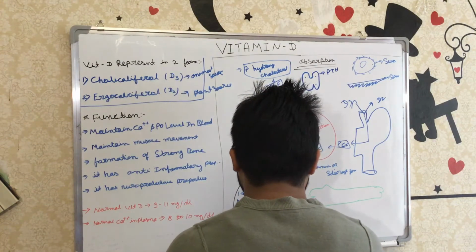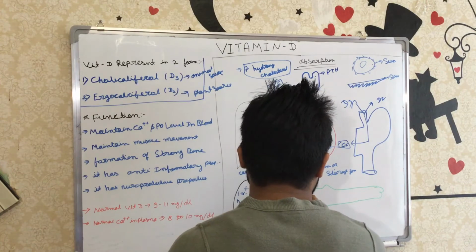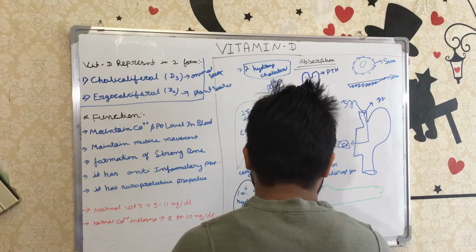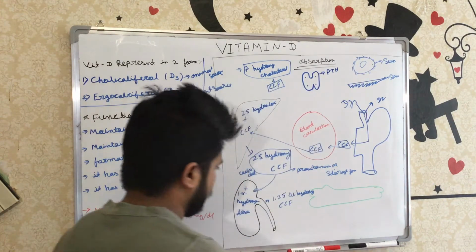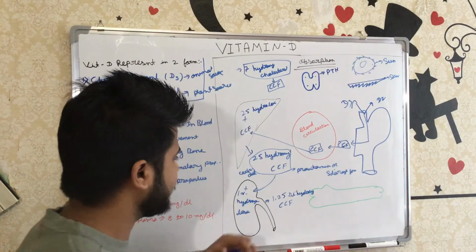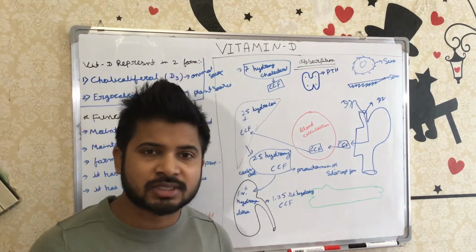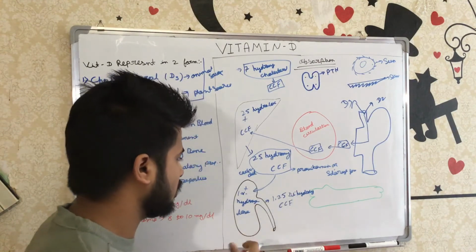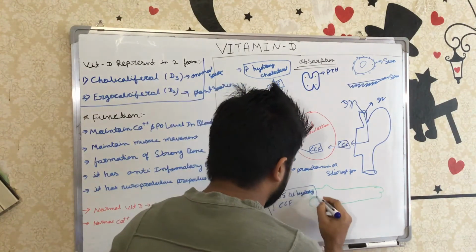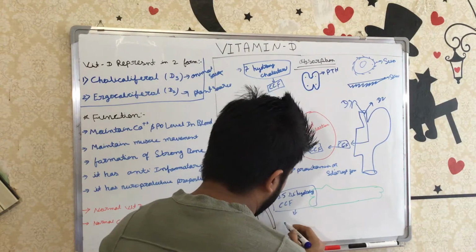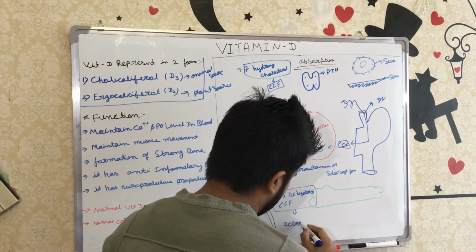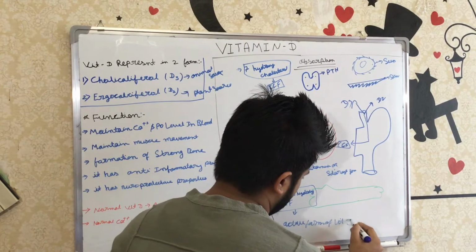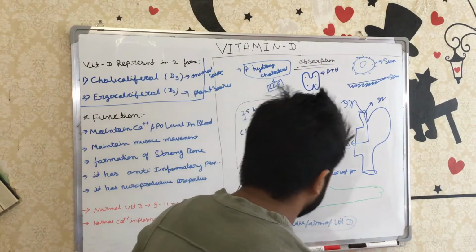it forms 1,25 dihydroxy cholecalciferol. 1,25 dihydroxy means it had two hydroxylations. Due to this reason, the name is dihydroxy. So 1,25 dihydroxy cholecalciferol is now formed, and this is the active form of vitamin D.